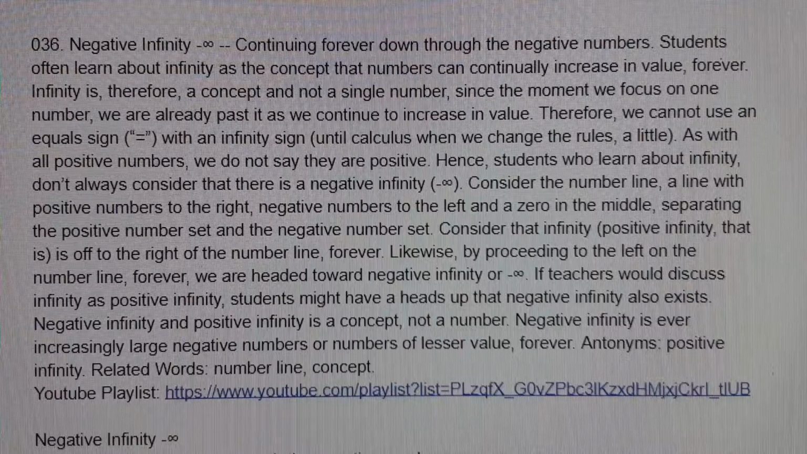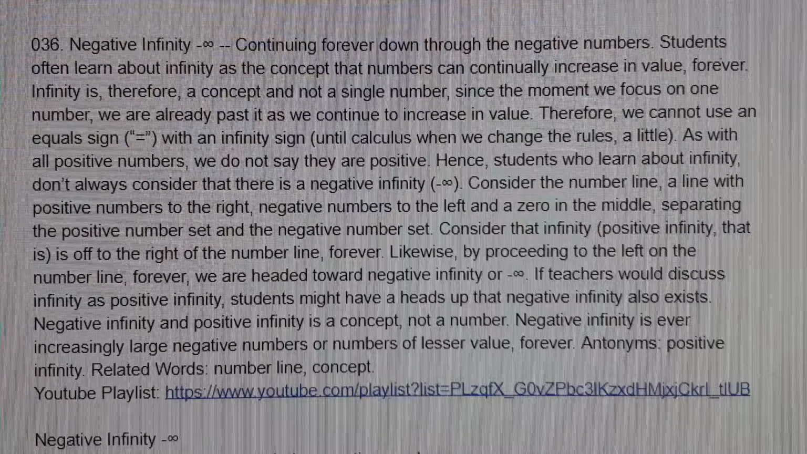If teachers would discuss infinity as positive infinity, students might have a heads up that negative infinity also exists. Negative infinity and positive infinity is a concept, not a number. Negative infinity is ever increasingly large negative numbers, or numbers of lesser value, forever.